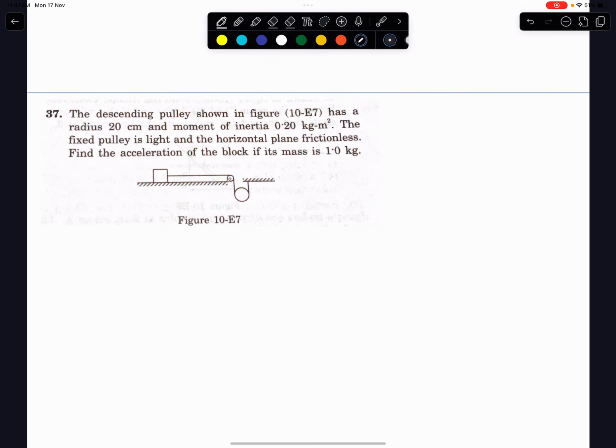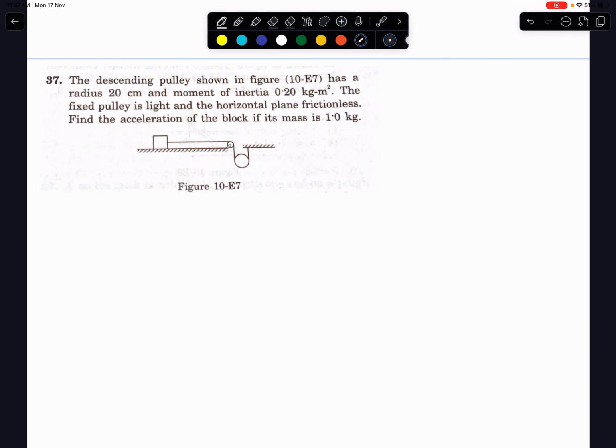In this problem, the descending pulley has a radius 20 centimeter and moment of inertia 0.2. So this pulley, actually you have to take it as a ring. That means for the ring, if the radius is r and the mass is m, the moment of inertia is equal to mr square. Say this is m, and say the mass of the block be capital M.